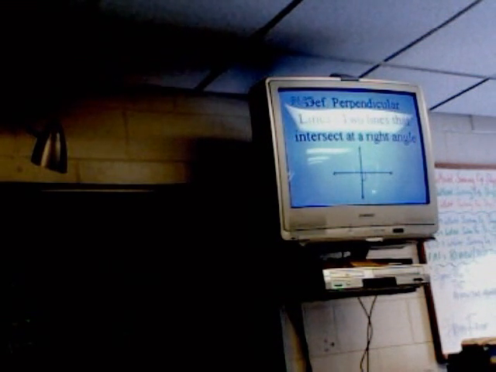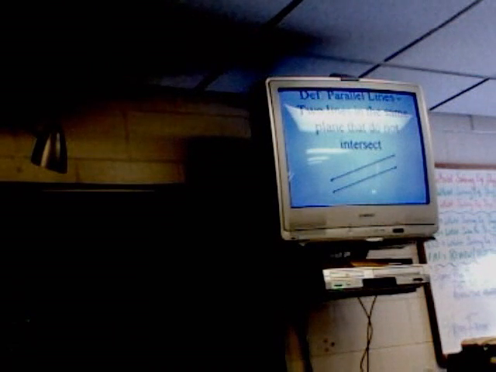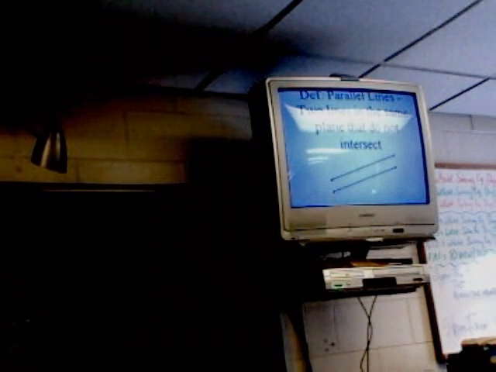And the last definition is the definition of parallel lines. Parallel lines, two lines in the same plane, P-L-A-N-E, plane, two lines in the same plane that do not intersect.